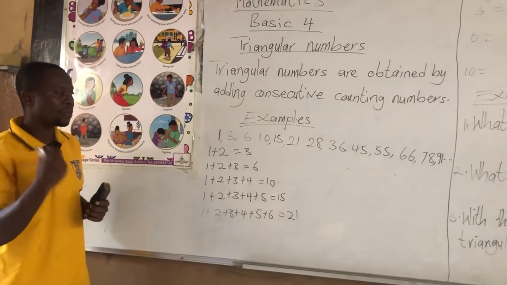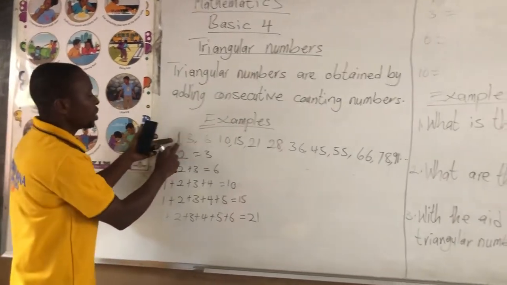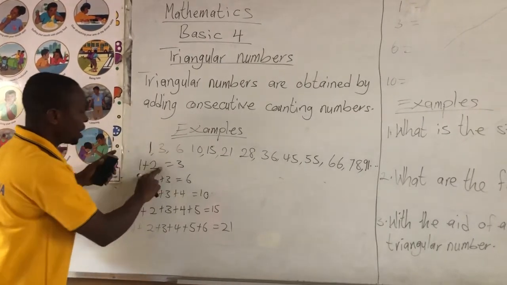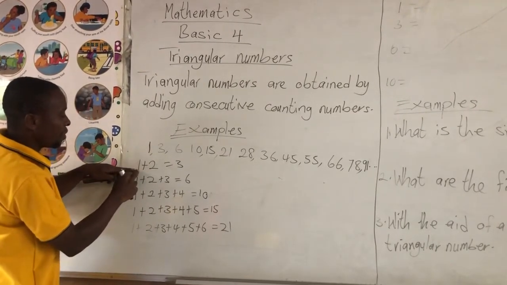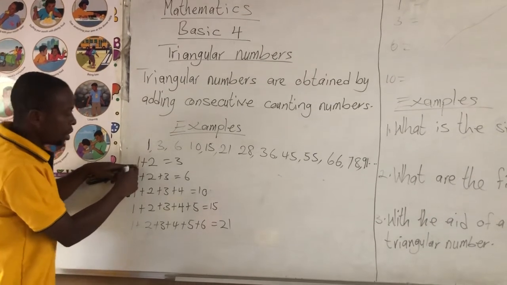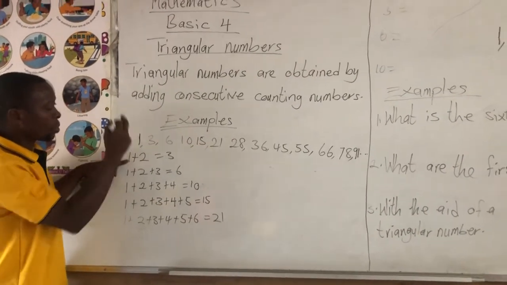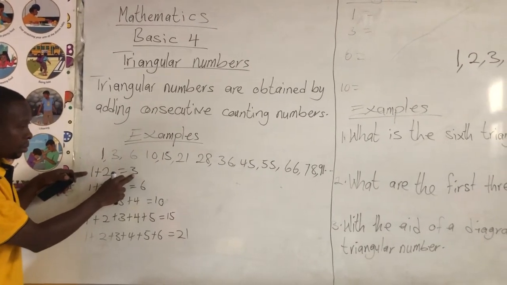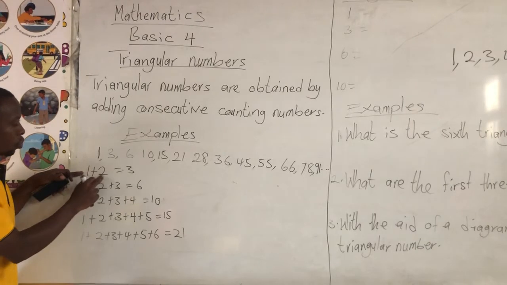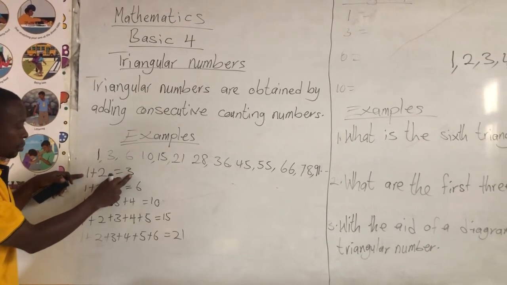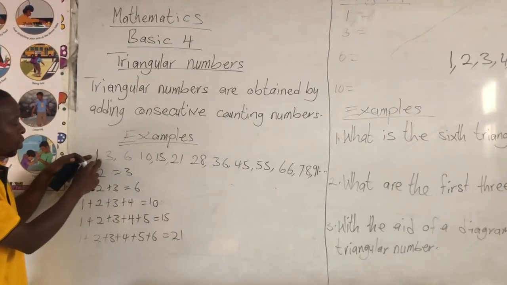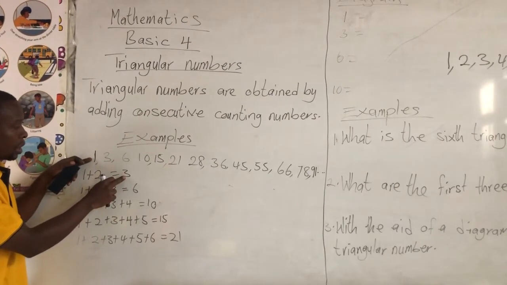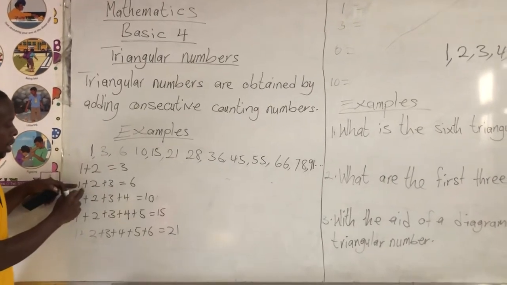See, the first one is 1, so we start from 1. The next one is 3. When we come to 3, the first counting number is 1 and the second one is 2, so we add them consecutively. When we add 1 to 2, we get 3. So 1 is the first triangular number and the second one is 3. Then let's look at the third one.